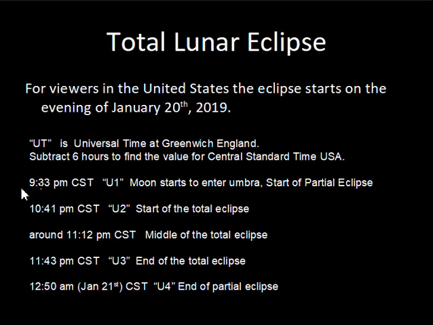And subtracting 6 hours from that U1 time on the previous slide means that the moon is going to start entering the Earth's dark shadow at 9:33 p.m. Central Time. This would be 10:33 Eastern Time. It would be 8:33 Mountain Time. It would be 7:33 Pacific Time, where some friends of mine in Oregon may be viewing this eclipse. At 10:41 p.m., then we get the start of the total eclipse. This is the main event.